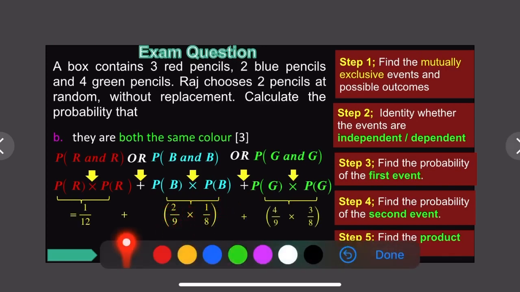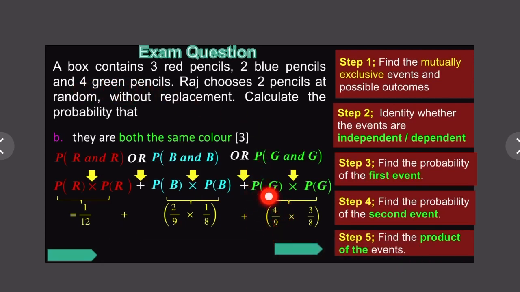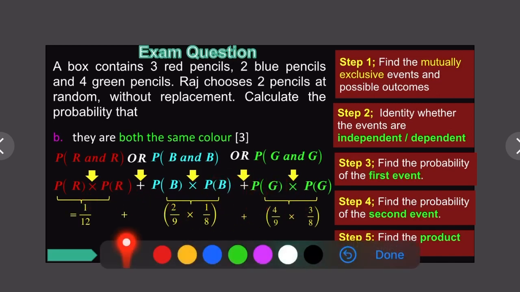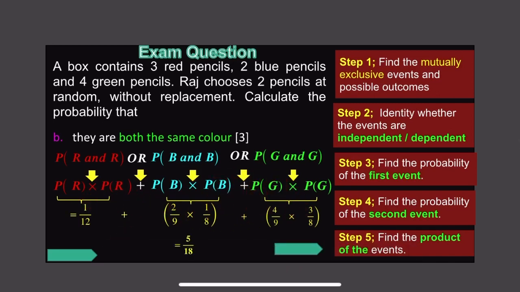Same thing happens with the green. So we have how many green pencils altogether? We have 4 green pencils. So the first fraction will be 4 out of 9, and since we are taking 1 and not putting it back, it will be 3 by 8 for the second event. So multiply what is in the brackets and then add everything together to get the combined event answer, which is 5 by 18. Okay, let's go back again.